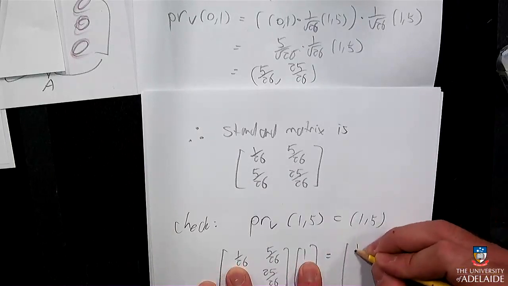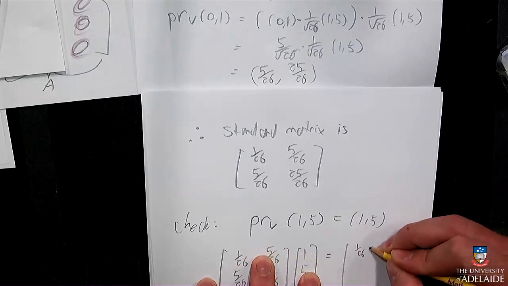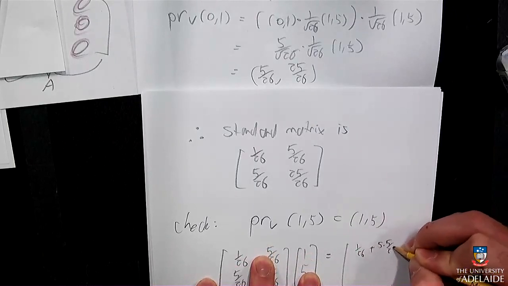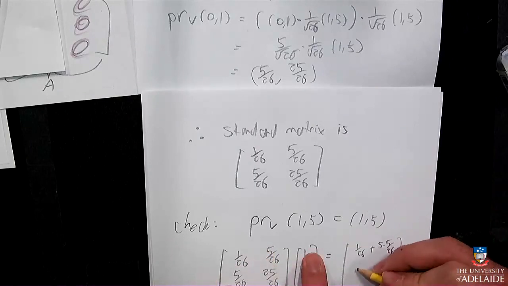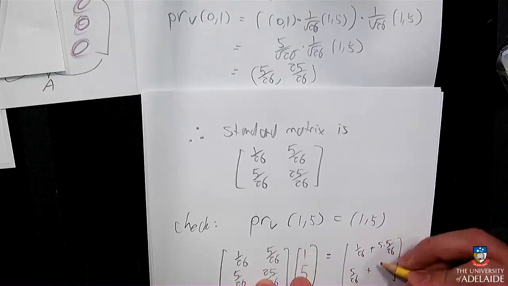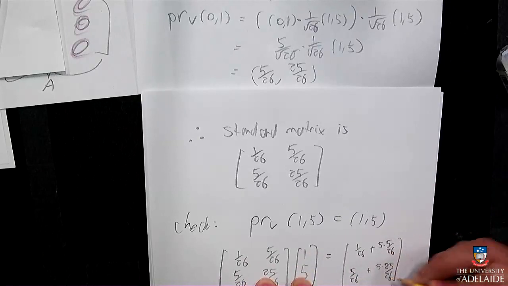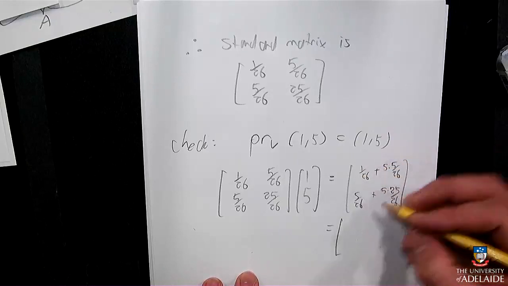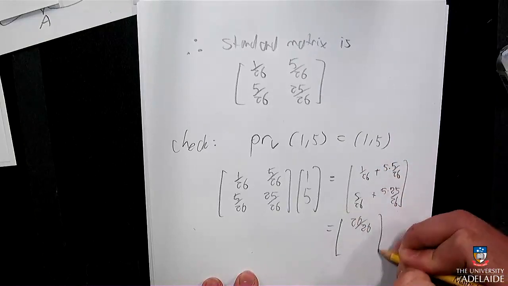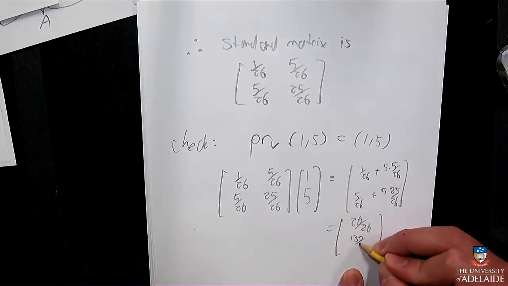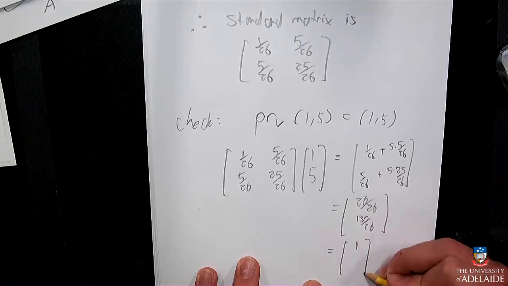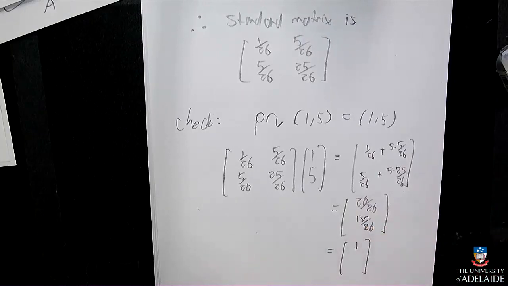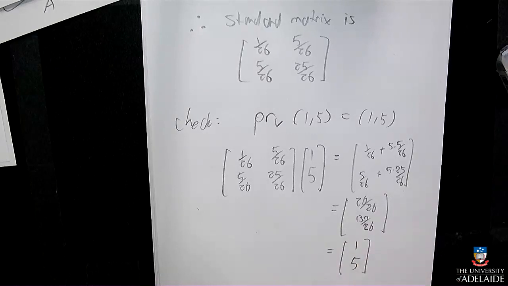So we get 1 on 26 plus 5 times 5 on 26, and then 5 on 26 plus 5 times 25 on 26. So what have we got? 1 on 26 plus 25 on 26 is 26 on 26. That's good. 5 plus 125, so 130 on 26. So that's totally 1. And 130, well, that'd be 10 times 13, and the bottom's 2 times 13. And so we get 5. Sweet, that's working.